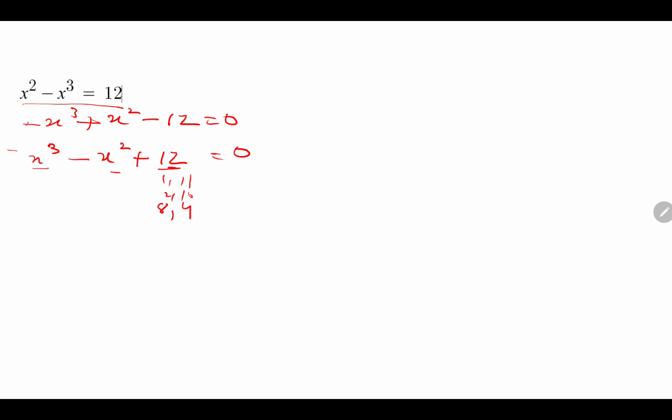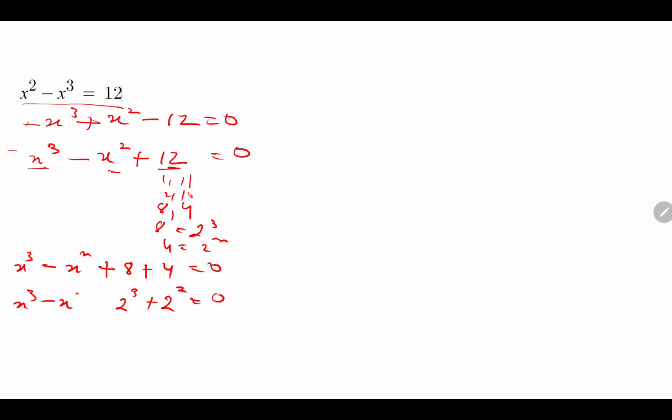Why have we chosen 8 and 4? It's because 8 equals 2 cube, and 4 equals 2 square. Then we can use this expression with the existing x cube and x square. So let's write x cube minus x square, 8 plus 4, equals 0. Now we can write 8 and 4 as 2 cube and 2 square. So x cube minus x square plus 2 cube plus 2 square.